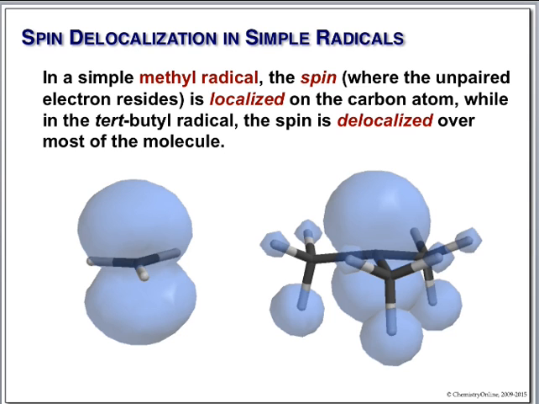But the important thing to note here is that the calculation tells us that the spin, that is where this electron lives, isn't just confined to this orbital, but it also actually shows up on all these hydrogens that are attached. So we are delocalizing the radical over a larger area, and that's why this is more stable than the simple methyl or even a primary or secondary radical. Any questions? Basically, the same sorts of things you see with carbocations, you will see with radicals.